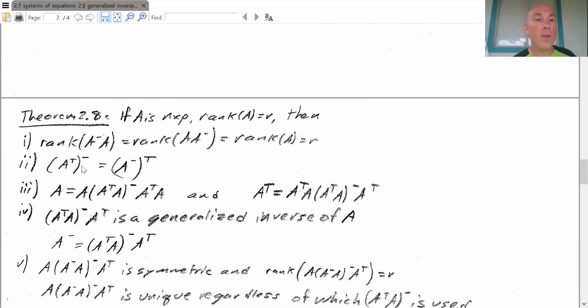Now, the generalized inverse of A transpose is the transpose of the generalized inverse. Now, A is going to be equal to A transpose A, take the generalized inverse of the whole thing, times A transpose A. And A transpose will be equal to A transpose A, then here on the inside, I have A transpose A, generalized inverse of the parenthesis, A transpose. And A transpose A, generalized inverse on the whole thing. A transpose is a generalized inverse of A also.